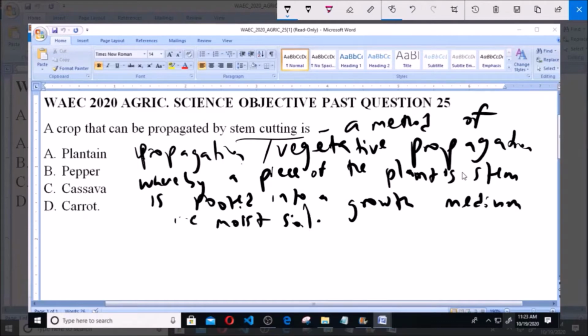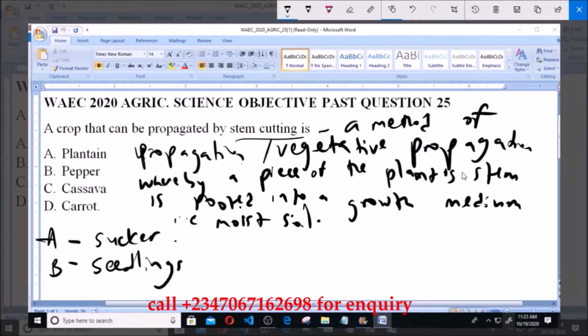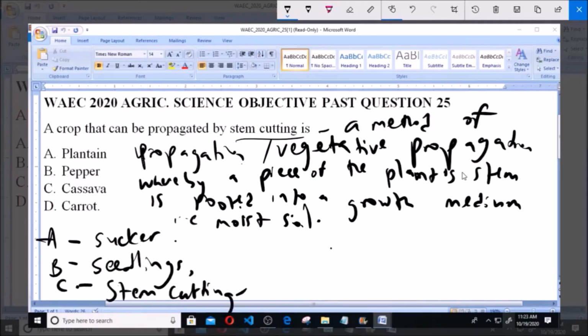Now option A, plantain, is propagated by means of sucker. That's its means of propagation. Option B, pepper, is best propagated by use of seedlings. Option C, cassava, is best propagated by stem cutting, the technique we have described. And option D, carrot, is best propagated via seeds. So as we have established, stem cutting is a method you can use to propagate cassava. So option C, cassava, is the correct answer to this question.